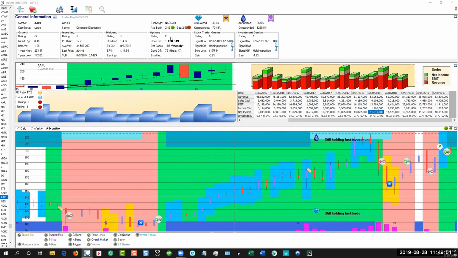And this one, is this going from -7 to +7? It just goes 0 to 7. 0 to 7. Okay. So what does 0 mean in this case? It has no options. Okay, perfect. And then 7 being, hey, this thing's really liquid, looking good for those. Lots of volume on multiple contracts.